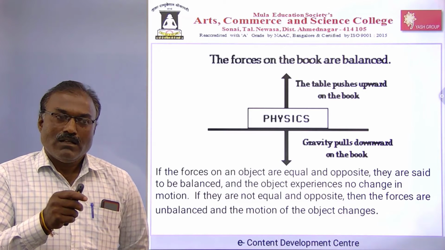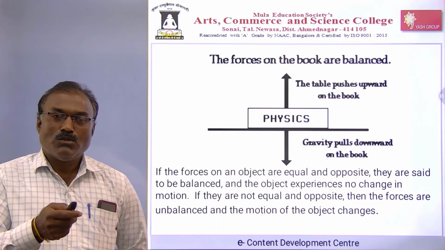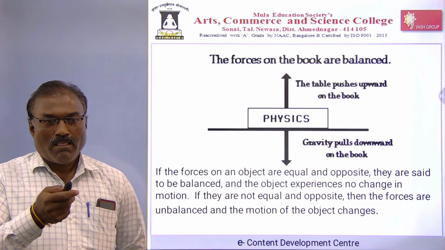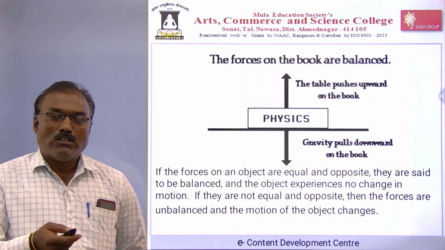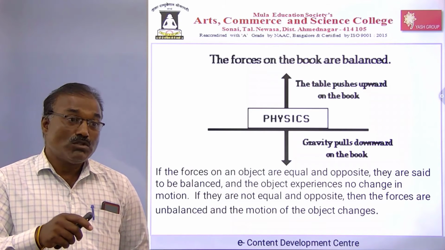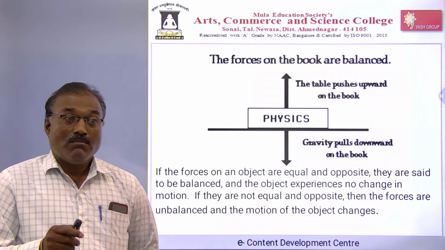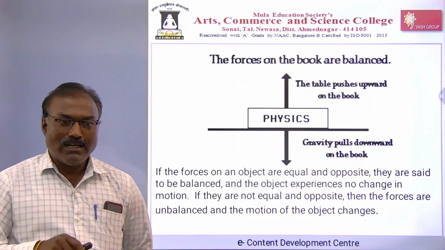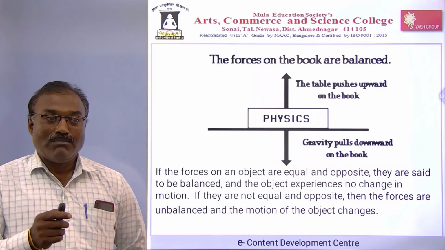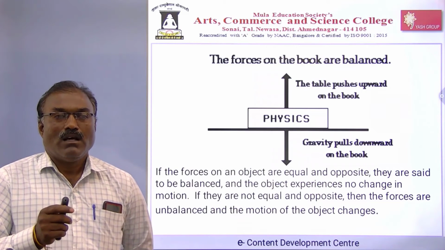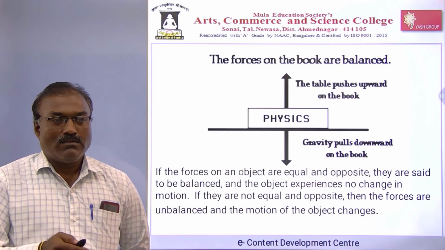On the other hand, in the vertical case, the table pushes upward on the book. This normal reaction of the surface of the table is balanced with the gravitational force, which pulls downward on the book, and therefore the book remains at rest. There is no change, which means the forces are balanced. If it is accelerated, the forces are unbalanced, meaning there is some acceleration. The book moves, whether horizontally or vertically.